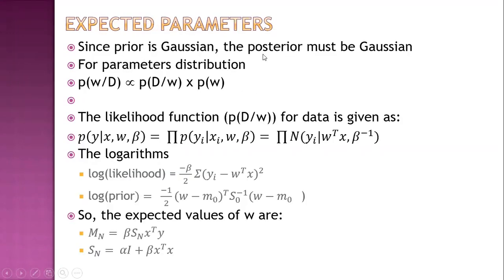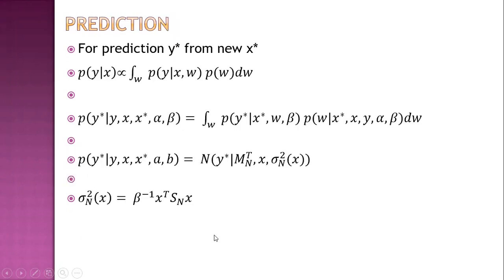Since prior is Gaussian, the posterior must be Gaussian. So for parameter distribution, probability of parameters subject to data availability is proportional to probability of data multiplied by probability of prior. Now this probability of data is likelihood. So likelihood is, as we have seen, multiplication of likelihood of individual data points, and taking logarithms, we got this. So the expected value of parameters is given by this term and the variance of the parameters is given by this term.